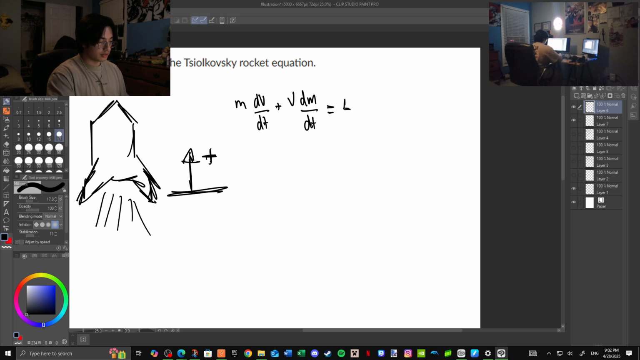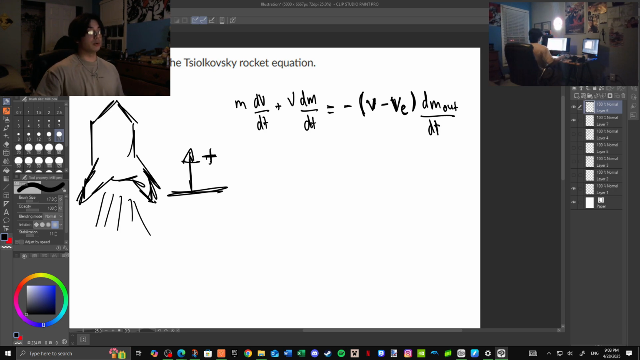this would be negative because the rocket is pushing off of the ground. And so we have the velocity of the rocket itself, which we just call v, minus the velocity of the exhaust. That is pushing against the ground as well, so it would be negative in this case. Times the mass going out, dm over dt. This would be the first part of our equation.